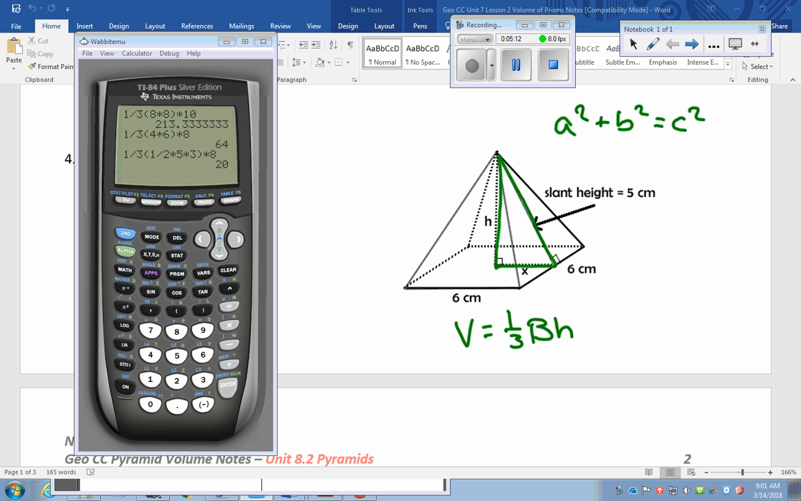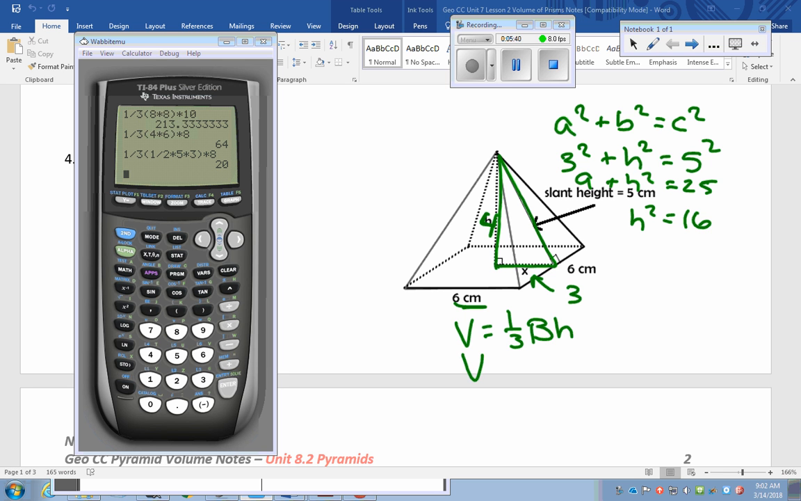So this x value here is going to be 3, which is half of the 6 for the measurement. So I got 3 squared plus my height, which I don't know, for one of the legs, and then 5 squared. So we end up with 9 and 25 when we square them. Subtract the 9 on both sides, we get 16, and then take the square root, and the height actually ends up being 4. Now I can use the formula, which would be 1/3.